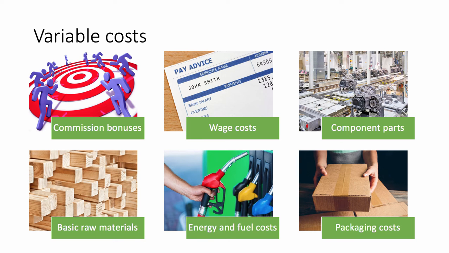On the other hand, variable costs do depend on how much you're producing in the short term. So you might be paying workers according to their commission, pay them a productivity bonus, for example. You might be employing people on an hourly wage, so that's a variable cost. The component parts used in production, the raw materials, the inputs used in production will be a variable cost. Any basic raw material or ingredient, the cost of energy and fuel, and also, for example, packaging, logistics, getting the product to the consumer. So those will be variable costs.